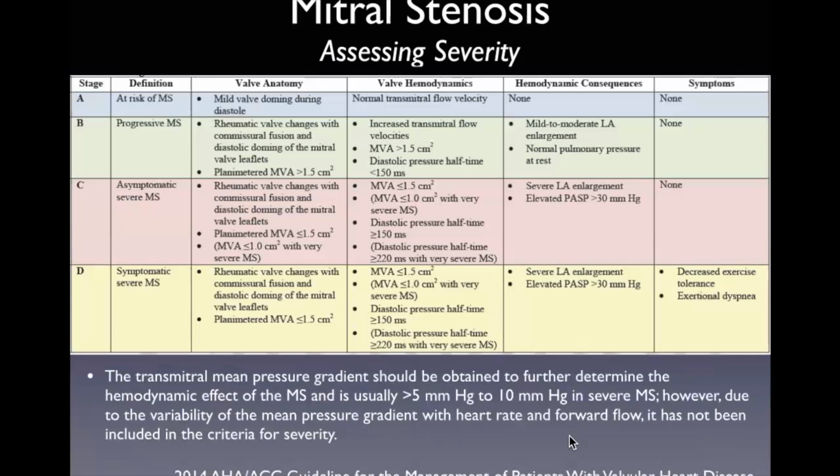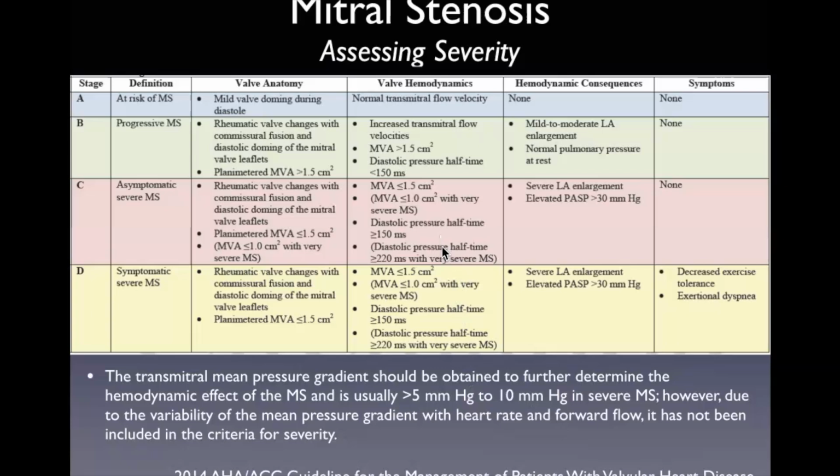Fast forward to now with the most recent update for the valve guidelines. So now there's all these stages of valvular heart disease. Now severe is classified as a valve area of 1.5 or less. So that's the new guidelines, right?